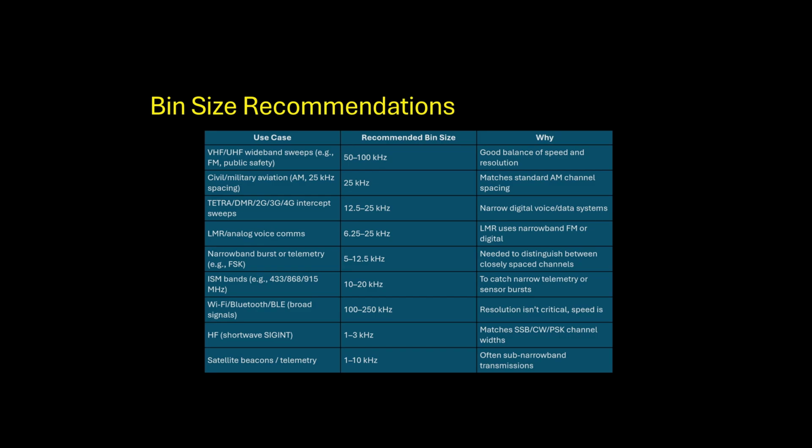Now, here's just some recommendations. Again, feel free to pause it or just use the timestamp if you want to come back to it. This is just some of the ones that I thought about. Wideband, you're fine between 50 and 100 kilohertz. If you're looking for something like SSR, secondary surveillance radios, down here at the bottom, like satellite beacons and telemetry, you might want to go a lot lower. HF, you are going to want to go a lot lower.